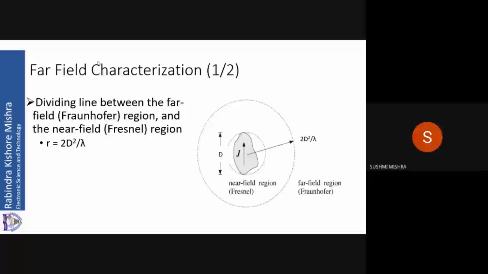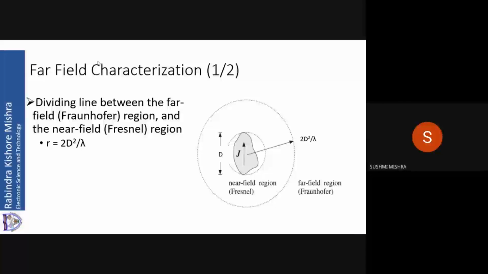It cannot be within this distance, it must be beyond this. 2D square by lambda is the minimum distance from the source from where the far field region may start. I am saying may start, I am not saying that it will start. May start means at least you have to be at this distance. Then you have to look whether R much greater than R dash is satisfied. If it is not satisfied, then you have to extend this distance. After extending that distance, you will get the far field region. So at least you have to be this much away from your source.